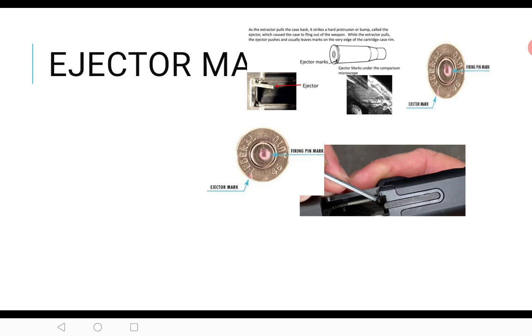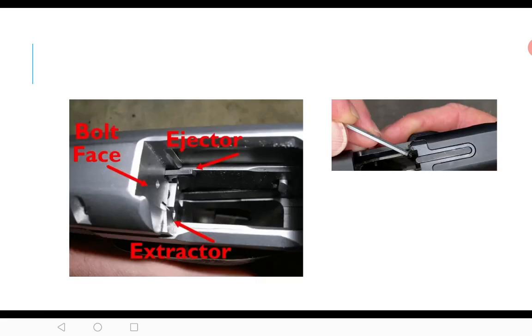Alright, next, yeah, that's an example in a handgun of an ejector. That's the face of the ejector. And the other, in the lower part of the picture, that is the extractor.